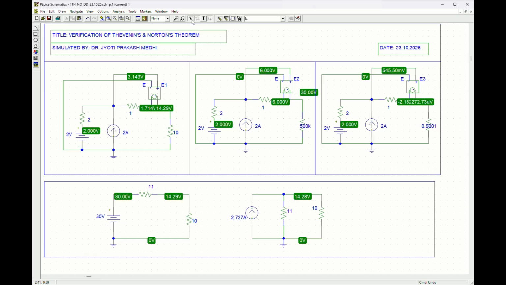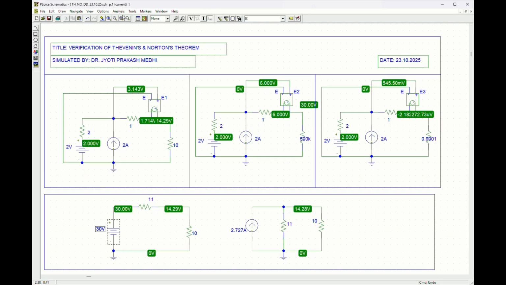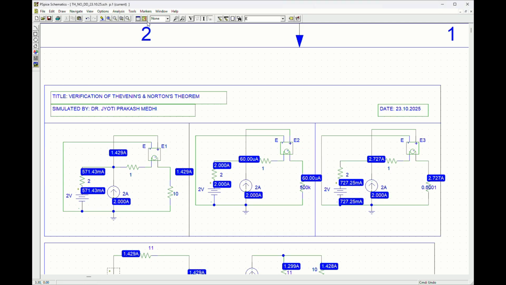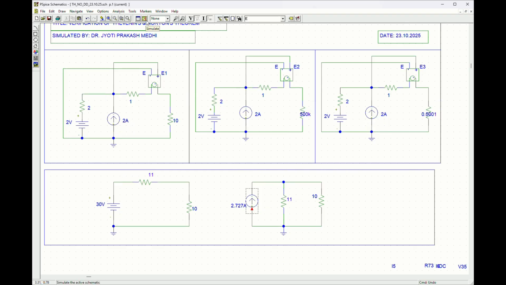Okay, now let's see what VTH and ISC are. If we run this and find the voltage, the voltage across this load terminal is 30 volts, so that is why we have placed 30 volt in the Thevenin circuit. Next, let us determine ISC. For this we have to calculate the current. If we run this, the current is 2.727, which is given here.